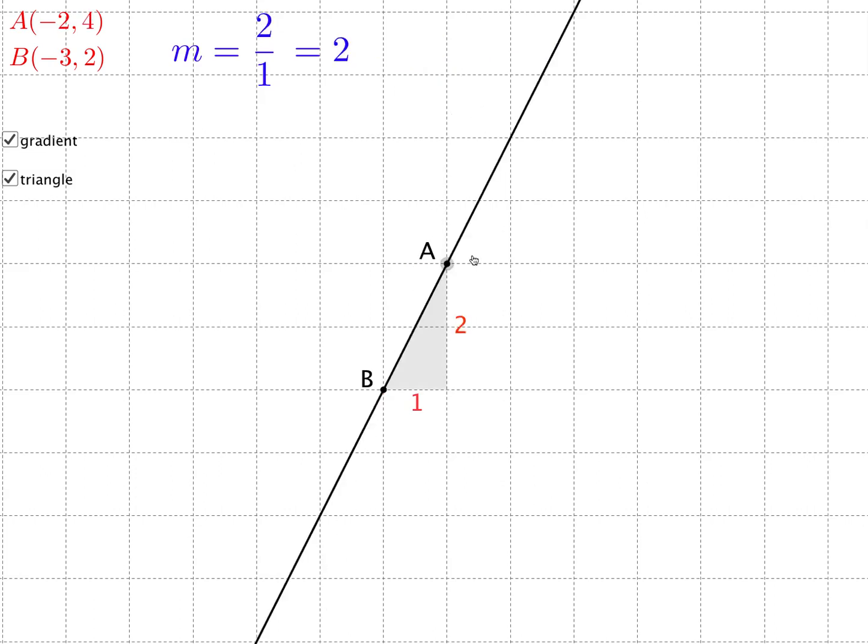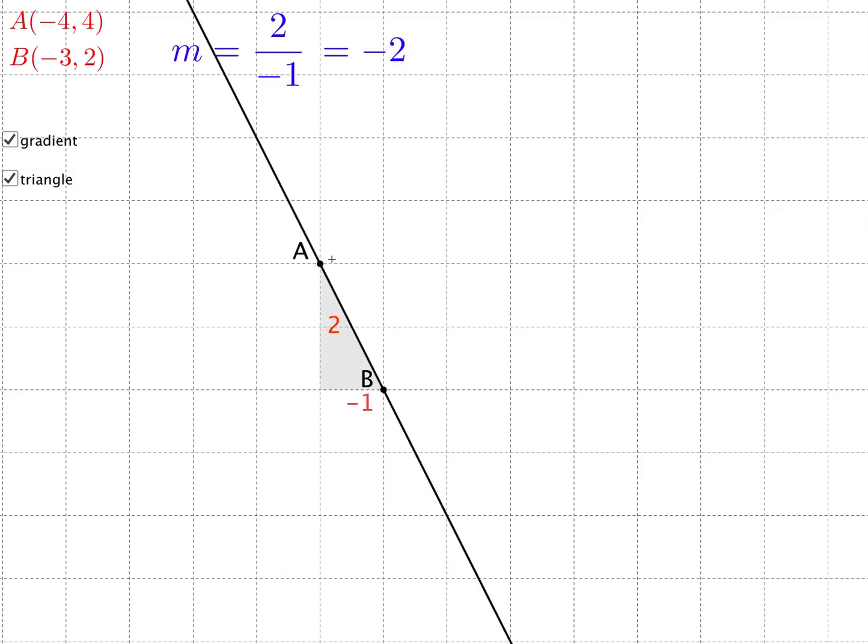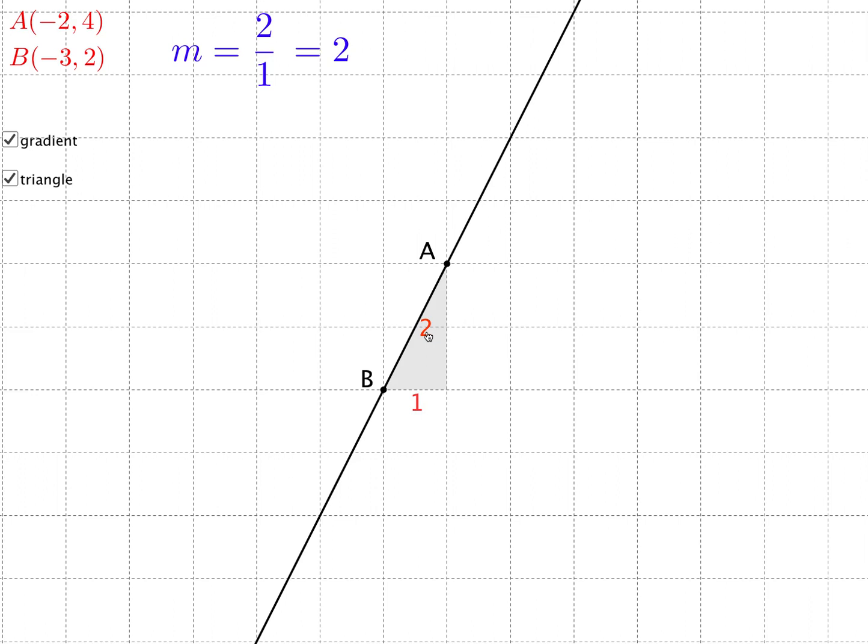The next thing is the horizontal component here is positive 1. If it was going to the left here, the horizontal component's negative 1. So it's 2 over negative 1. Negative 2 is the gradient. That's a line that goes downwards. So if a line is going down to the right, it's a negative gradient. If a line is going up the way, it's a positive gradient. So that's positive 2, 2 over 1.